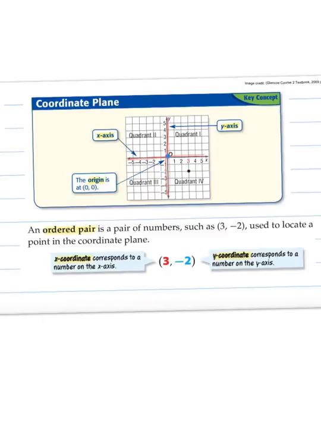Also, an ordered pair is a pair of numbers, such as 3, -2, used to locate a point in the coordinate plane. So the x-coordinate corresponds to the number on the x-axis, while the -2, that's our y-coordinate, and that corresponds to the number on the y-axis.